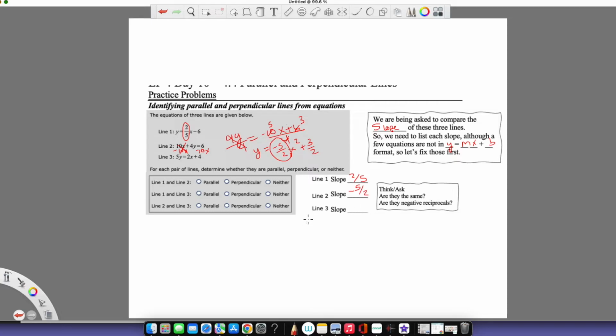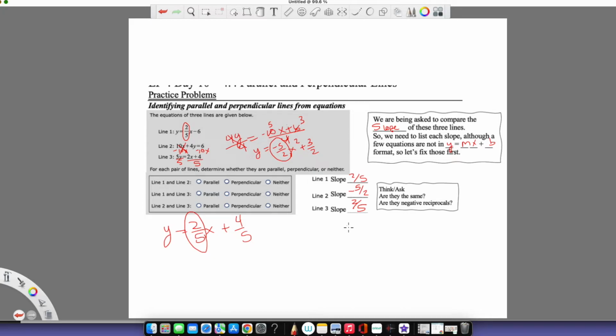And then the last equation here, I don't want to know what 5 times y is. I want to divide everything by 5. So I'm going to have y equals 2/5 x plus 4/5. So even though I write it like this with 1 5, I'm still dividing every piece by 5. That's why they end up fractions like that. So here is my fraction, 2/5. All right, so I have my 3 slopes. So now I can actually compare them.